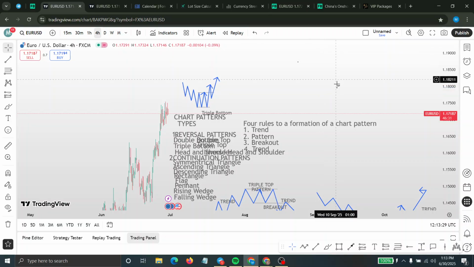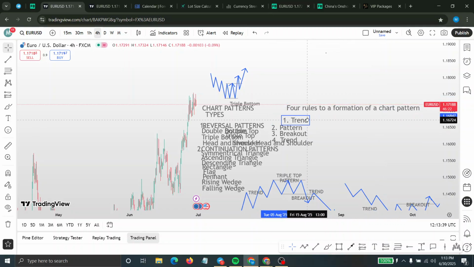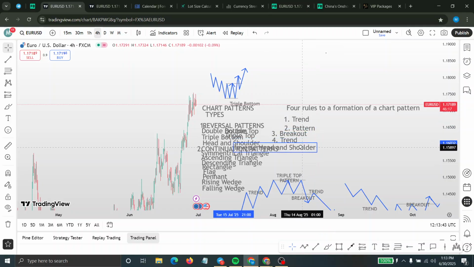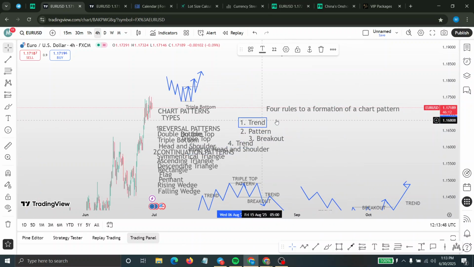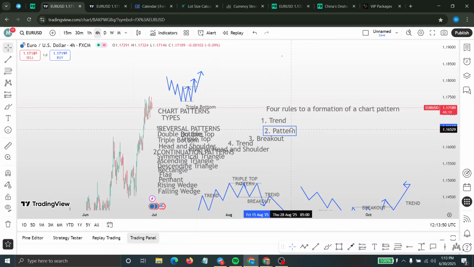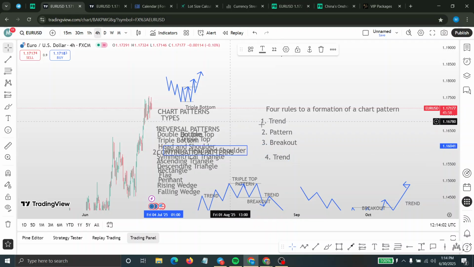And what are the rules of the formation of the chart patterns? Firstly, we want to see a trend, a pattern, a breakout, and also a trend. So, with that, we can consider having a chart pattern we can utilize on. So now, let's quickly do a recap of what we discussed in the last class before we move to another example of a chart pattern.